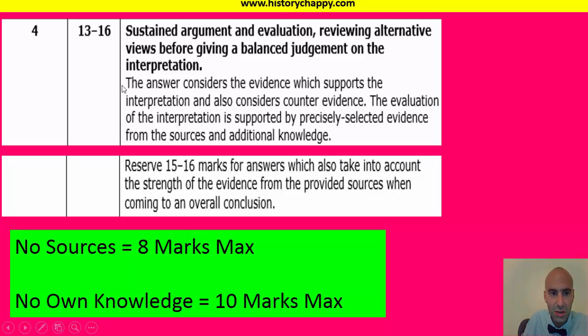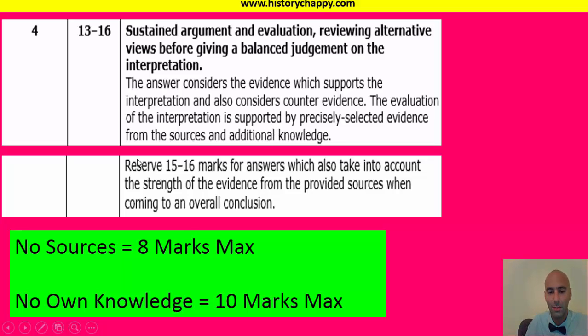Let's get into the minutiae, the nitty-gritty, shall we? The answer considers the evidence which supports the interpretation and considers counter-evidence. We've just said that, nice and easy. The evaluation of the interpretation is supported by precisely selected evidence from the sources, so you must use quotes from them, and additional knowledge. So you can't do one or the other. It's not sources or additional knowledge, it's sources and additional knowledge.